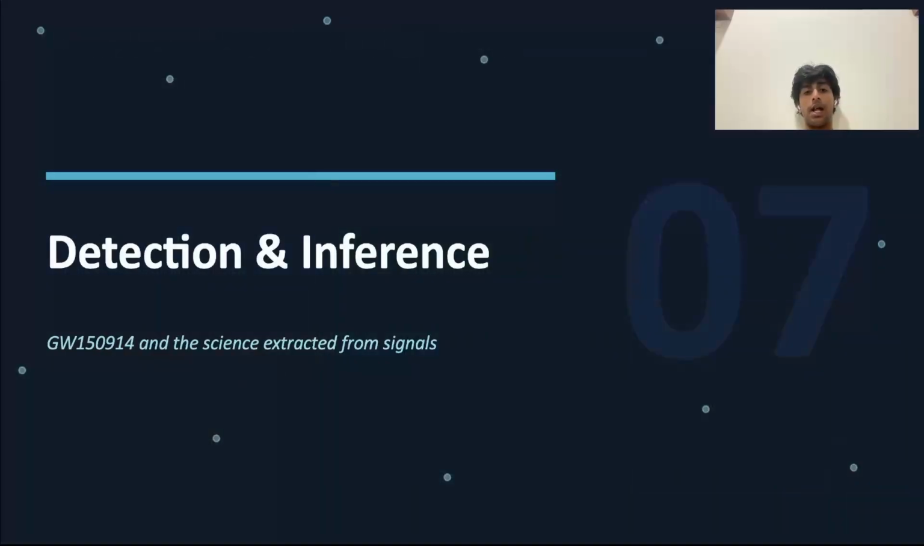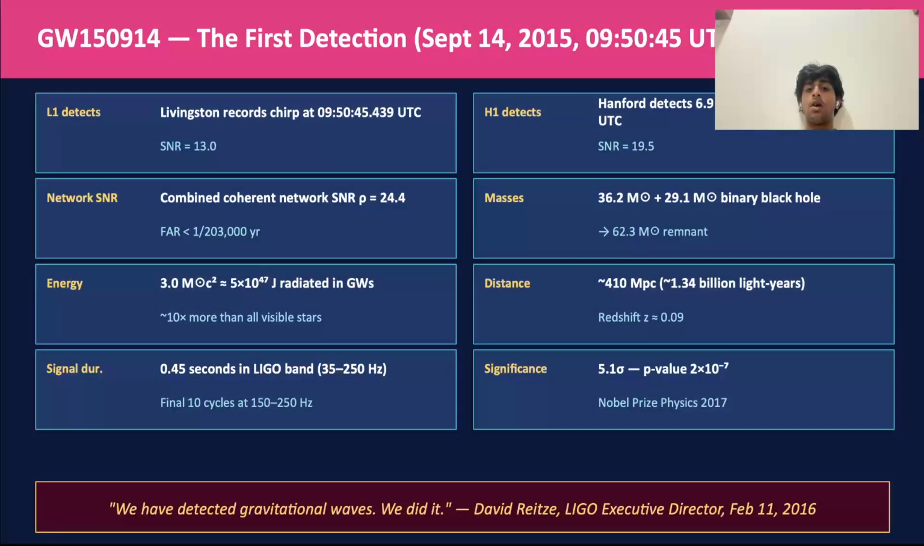Next is the detection and inference. Basically, the moment where it all actually started, the first detection. Now, on September 14, 2015, LIGO had been back online for 4 days since its Advanced LIGO upgrade. Now, Livingston registered a chirp, from 35 to 150 hertz in 0.45 seconds, which is the exact signature a binary merger final coalescence does. Now, Hanford registered the same signal 6.9 milliseconds later, which is the correct time offset for a wave arriving from the southern sky at the speed of light.